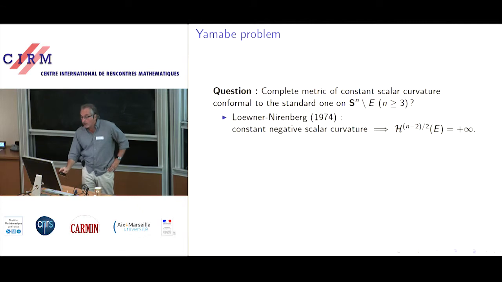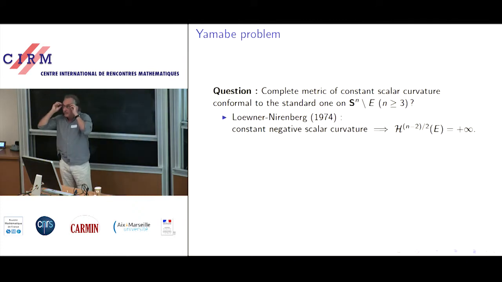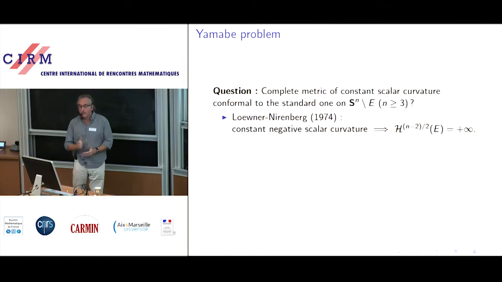So this question, as was mentioned yesterday, was addressed first by Loewner and Nirenberg. And they showed something interesting, that if such a metric exists and if the constant is negative, then the set has to be big somehow as far as Hausdorff dimension is concerned.